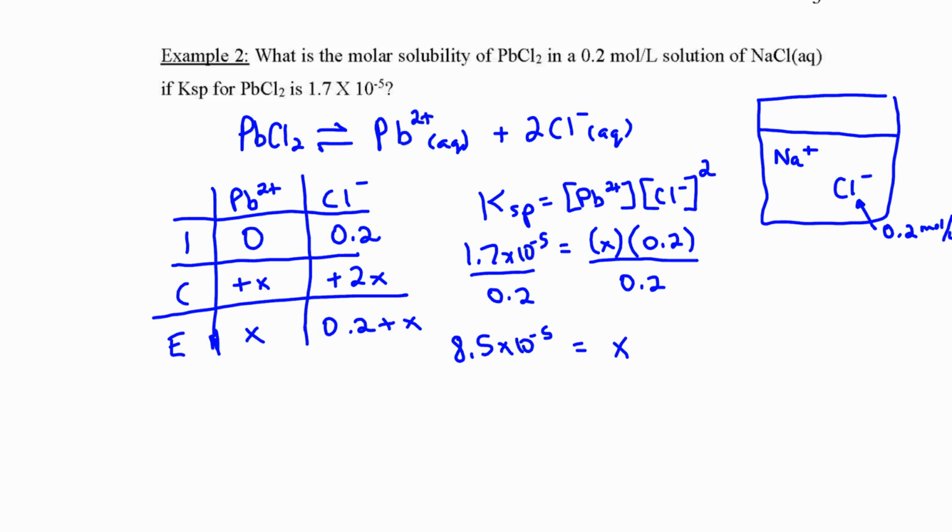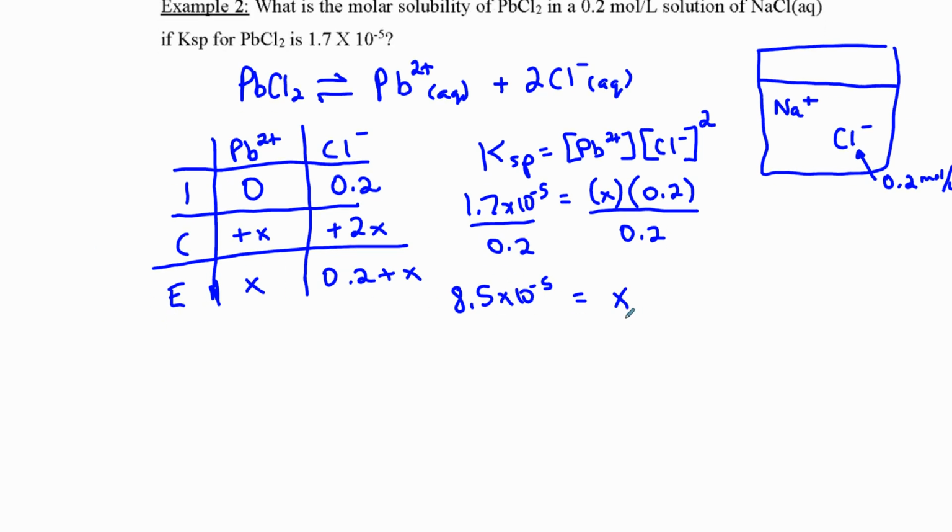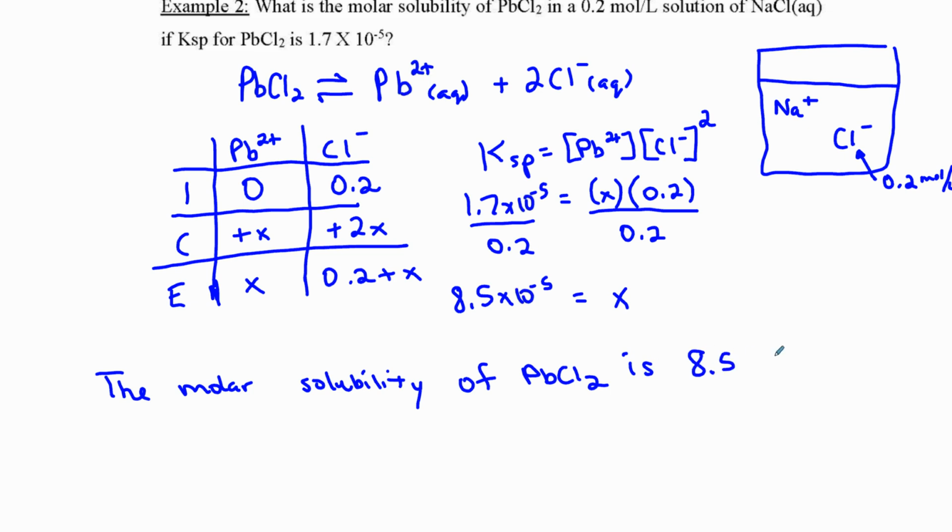Okay, so if it's asking me what is the molar solubility, well, if X equals this, you can see this X is equal to the lead ion, and the lead ion and the lead 2 chloride are in a 1-to-1 ratio. So X is the molar solubility of the lead 2 chloride. So the molar solubility of PbCl2 is 8.5 times 10 to the negative 5 moles per liter.